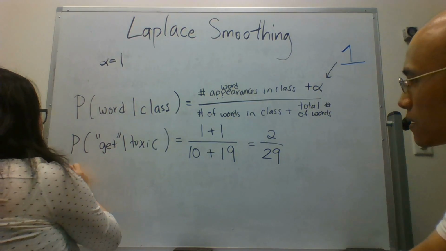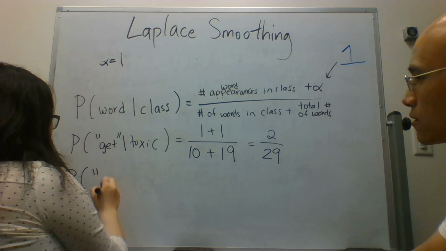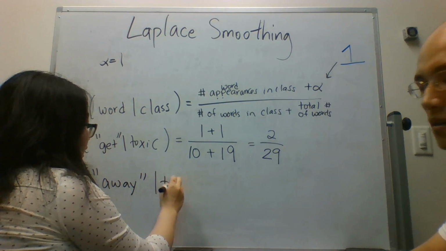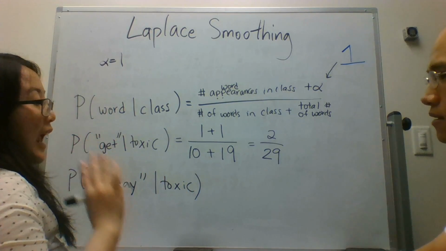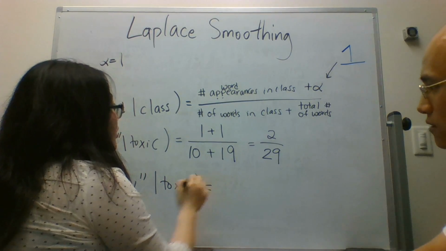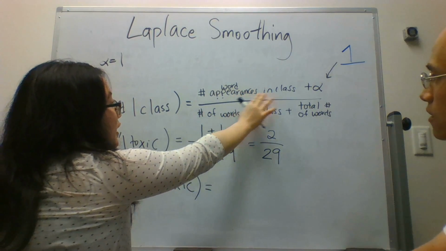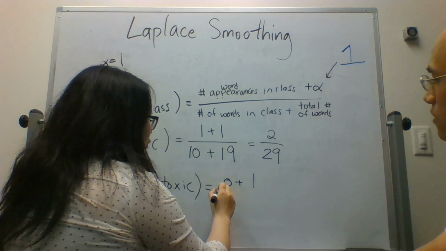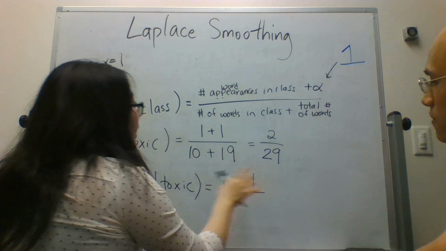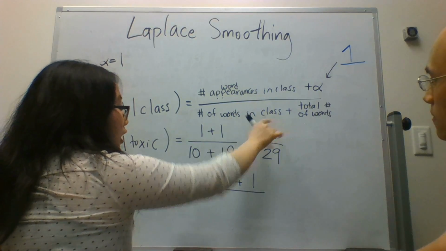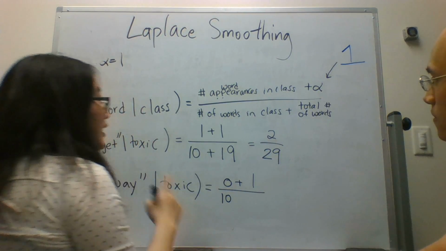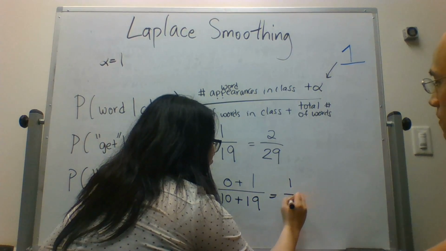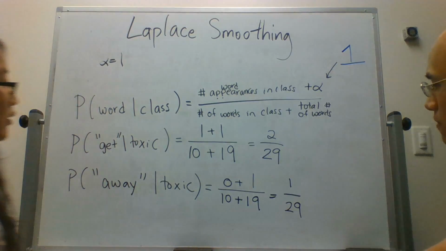Now we have the probability of observing the word away given that it's toxic. Away does not appear anywhere in our phrases, so the number of times the word away appears in class toxic is 0. We add our smoothing parameter of 1. And our denominator is the same: the number of words appearing in the toxic class, which is 10, plus the total number of words, which is 19. So this here is equal to 1 over 29.